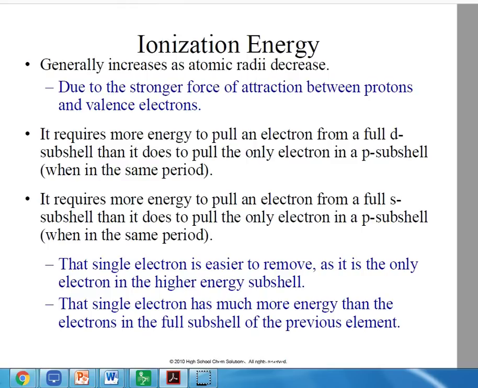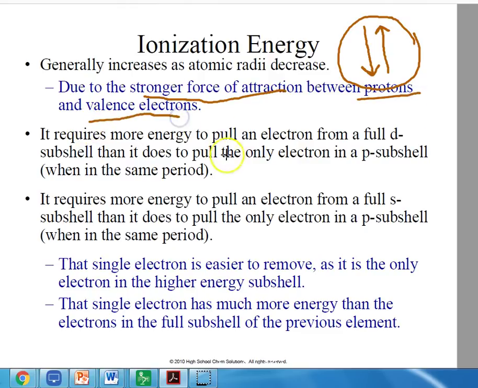All right, so here is some further explanation of this. Generally, ionization energy increases as the radius decreases. Remember, we talked about how the radius gets bigger as you go down, but the ionization energy gets bigger as you go up. And the radius gets smaller as you go across, but the ionization energy gets larger as you go across. So in general, ionization energy and radius are inverse. As the radius gets smaller, your ionization energy is going to get larger, because as the atom gets smaller, you've got a stronger force of attraction between that nucleus and those valence electrons.